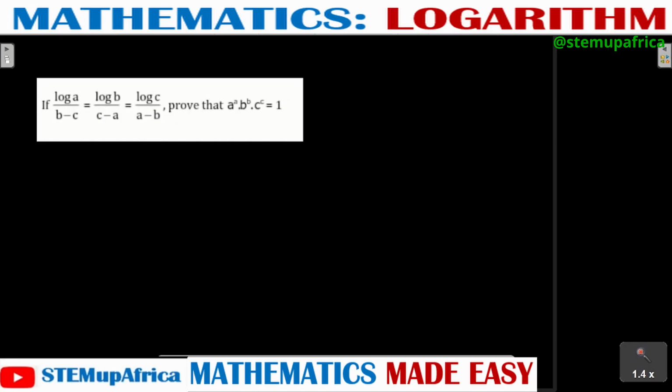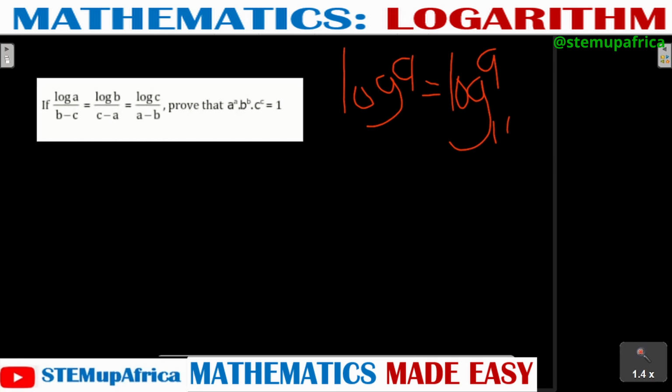So always know that logarithm, if the base is not given, is always in base 10. If I have log a, it's not just log a. What is the base of this log? It's always 10. I can rewrite it as log a in base 10. So every log given to you without the base, always take the base to be base 10. That is the general base of logarithm.